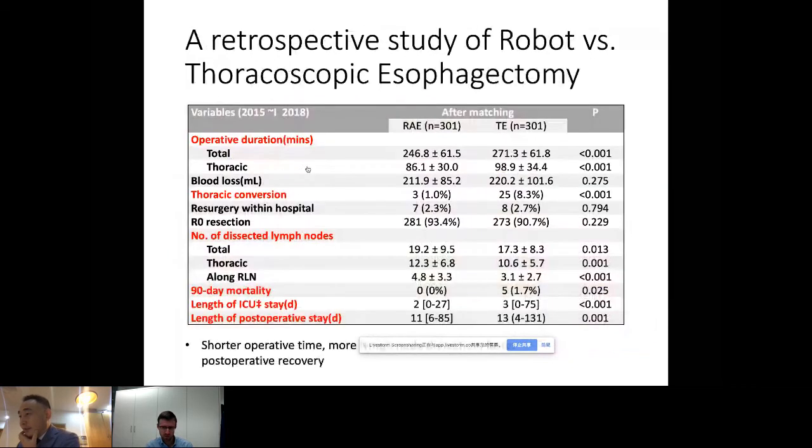Okay, this is some data for the robotic esophagectomy. So totally we have completed 380 cases of robotic assisted minimally invasive esophagectomy for squamous cell carcinoma, which may be the largest single center results for this histology in the world. And this is a retrospective study of robotic versus thoracoscopic esophagectomy. We can see robot can bring shorter operative time, more lymph node dissection and faster post-operative recovery.